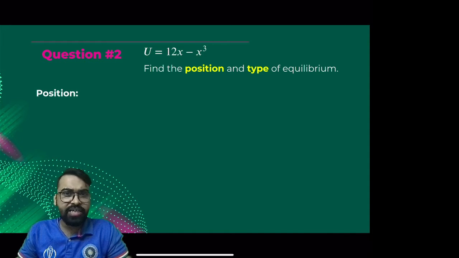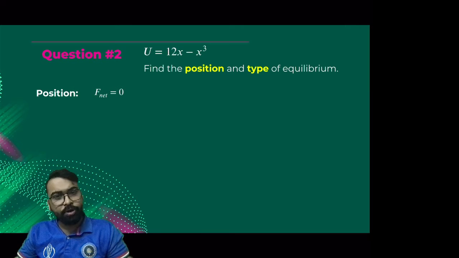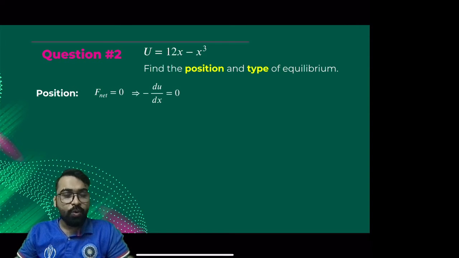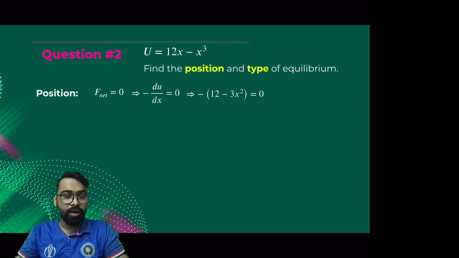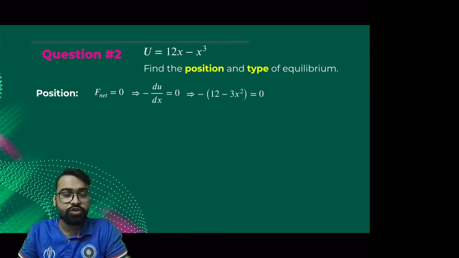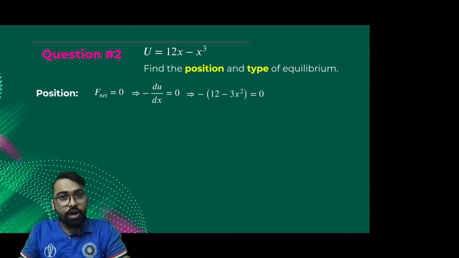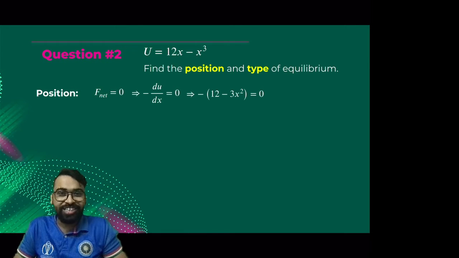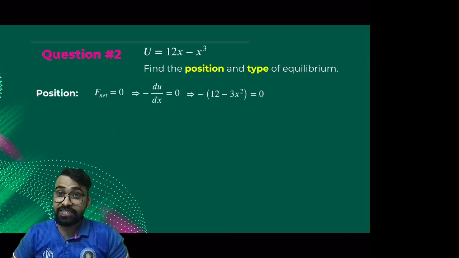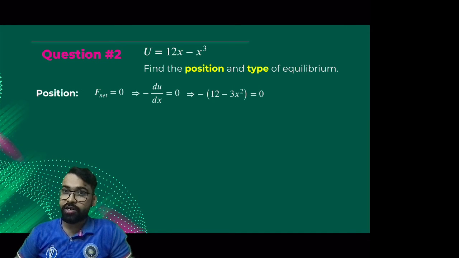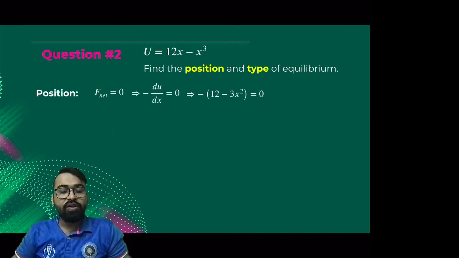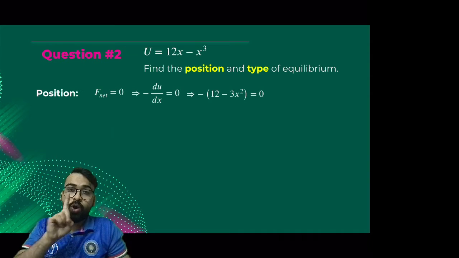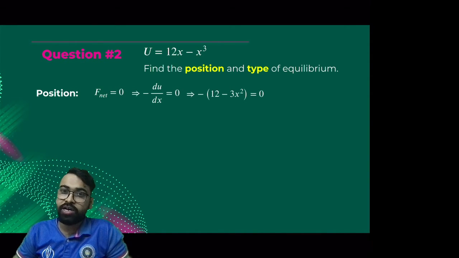The first things are very easy. Position, you know that F net equal to 0 is something you need to put. You put minus dU by dx equal to 0, and once you differentiate, you'll get minus of 12 minus 3x square, because x cube will differentiate to 3x square, this equal to 0. Now again I would love to say voila, the position is here, but it's not, because this time around if you see you have a quadratic equation. Some people will make a mistake of taking only one answer over here, and that would be the end of the question. That is where you will falter.